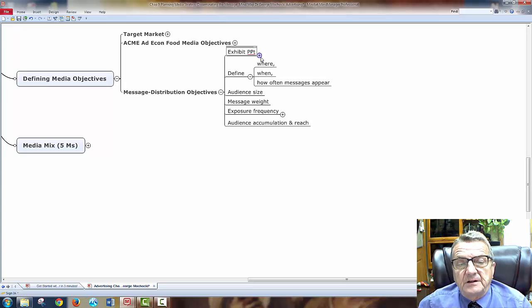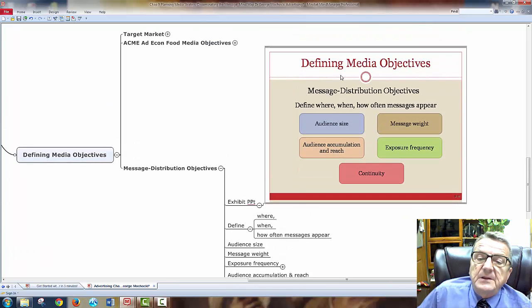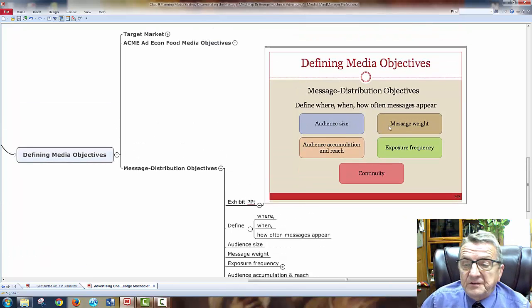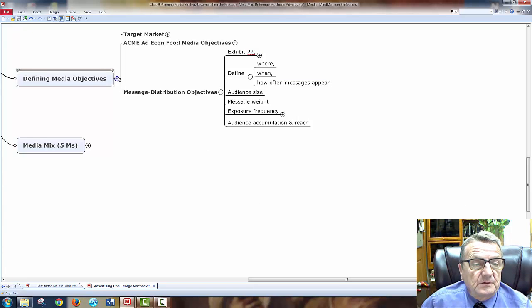Let me use the visual on here. So, defining the media objectives: message distribution, audience size, how much weight on the message to get them in. Am I maintaining my audience? Is this a new product? Am I addressing a brand new audience? I have to do more, educate them so they're more aware of my product. The reach: how do I achieve them? And the frequency: how often do I continue the ads to make sure that they remember it. Okay, so we took care of that.